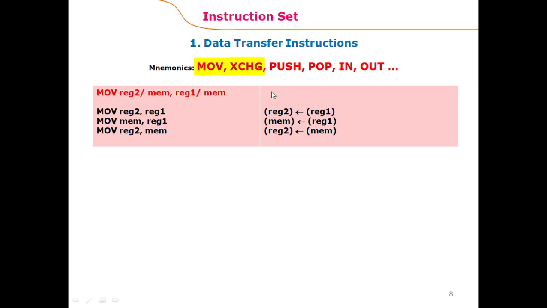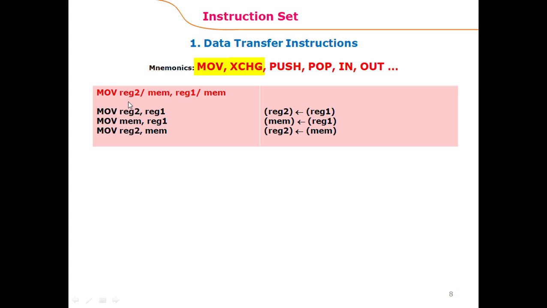So data transfer instructions, there are a number of data transfer instructions, but in this lecture only a few of the data transfer instructions will be discussed. MOV and XCHG instructions transfer data from one location to the other. So if we are using MOV instruction, then in general there is an opcode of the instruction MOV, and then there is a space, and then there are two operands.